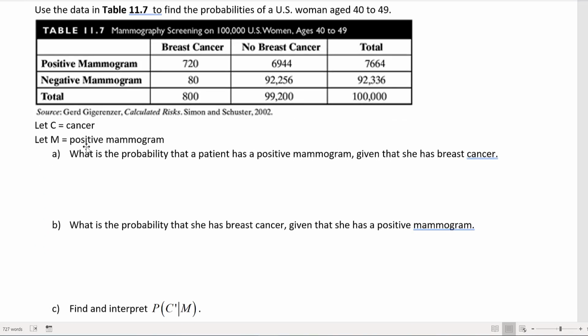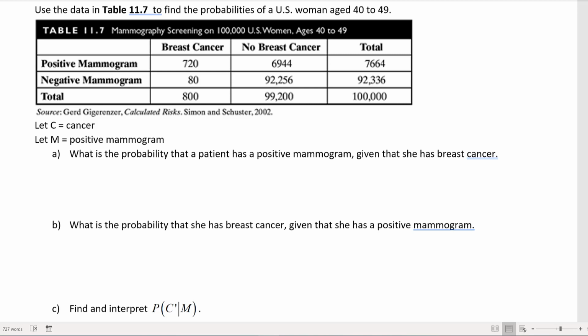Next, we're going to use a table with some probabilities of a U.S. woman aged 49 having a positive mammogram versus negative mammogram, and whether they actually have breast cancer or no breast cancer. For those of you who don't know, mammograms usually detect breast cancer in women. So we're going to let C equal cancer and M equal a positive mammogram. If there's no breast cancer, that's going to be C prime or C complement, and if it's a negative mammogram, then it's going to be M complement or M prime.